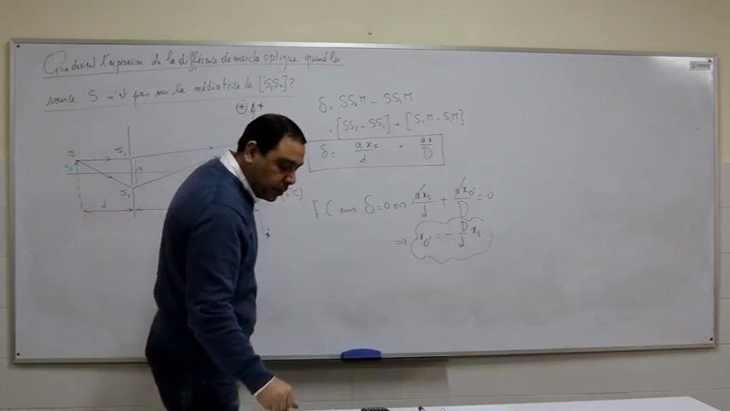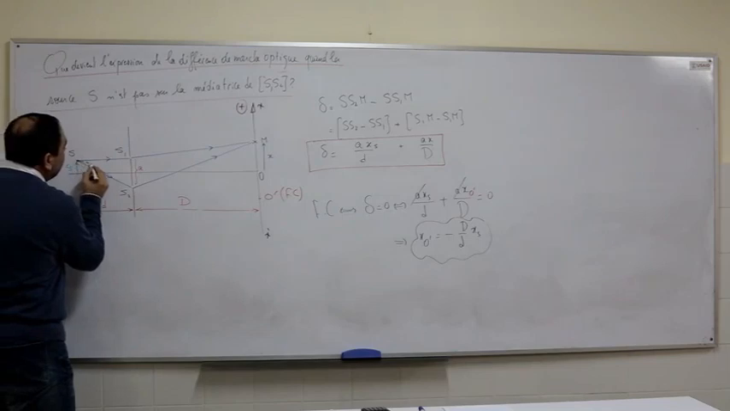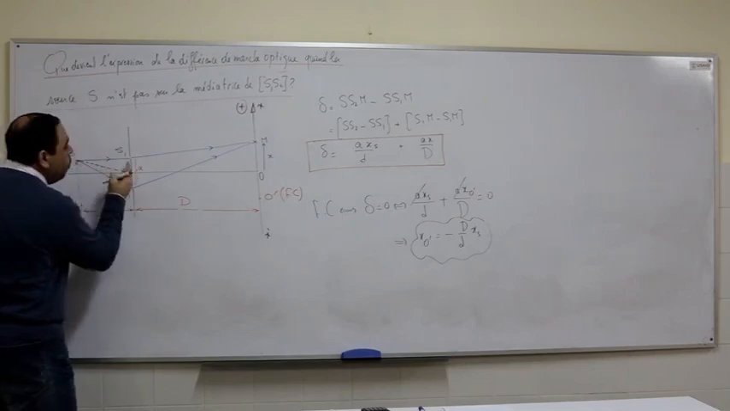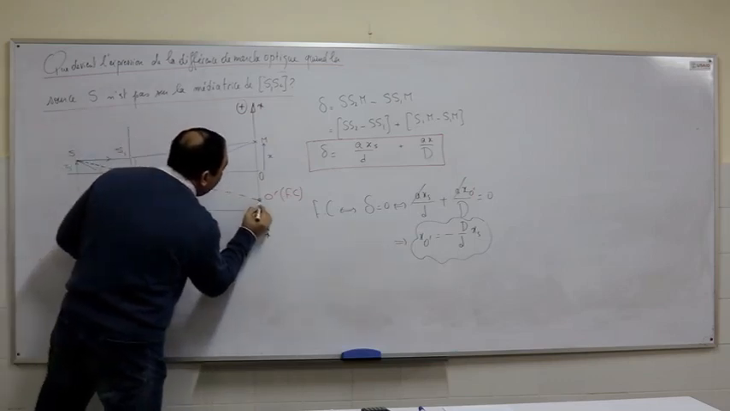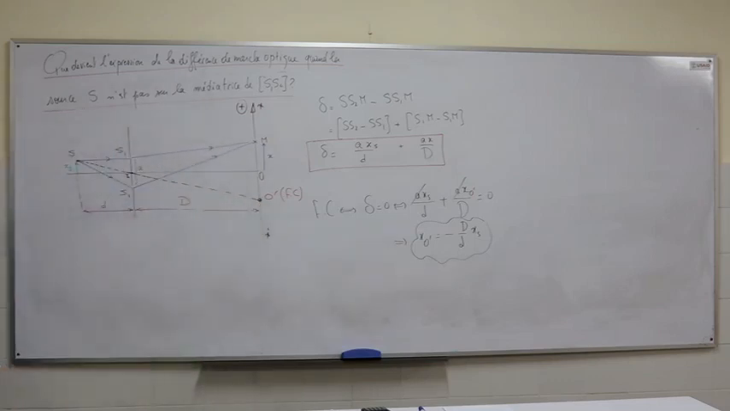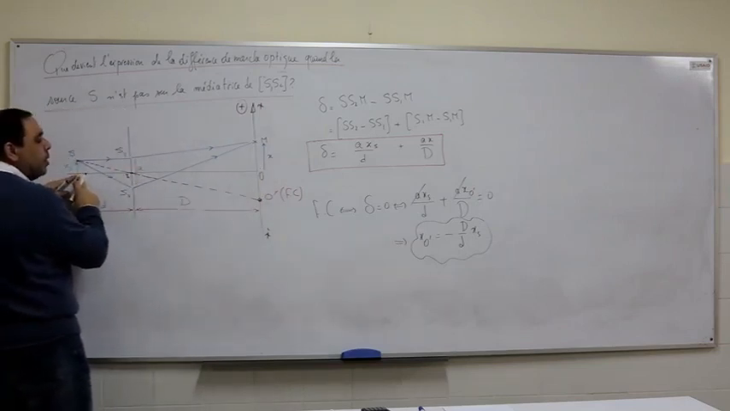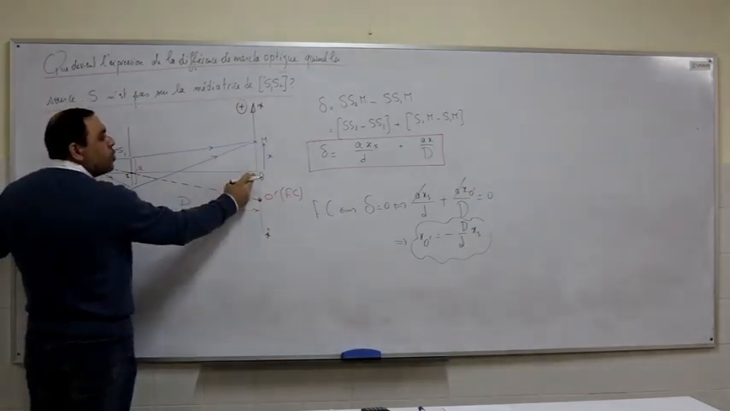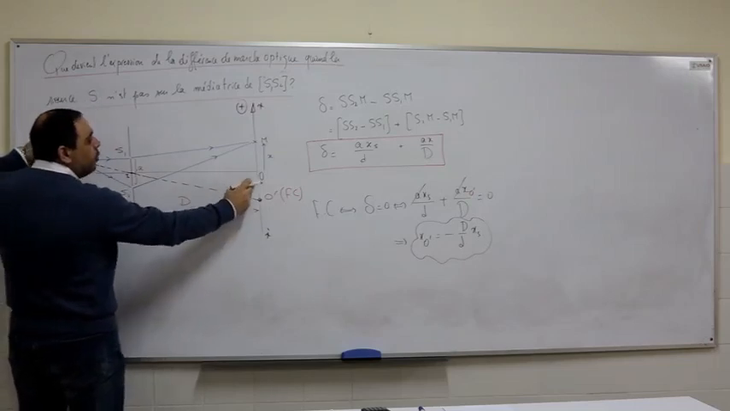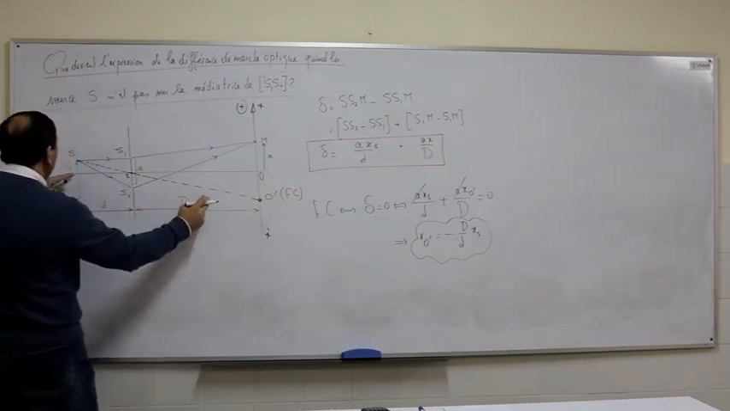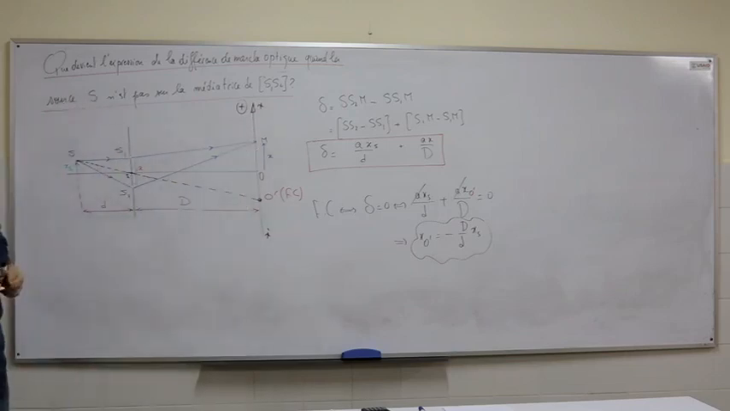We can also add something here. The points S, I, and O prime are always collinear. When S is on the perpendicular bisector of S1, S2, the central fringe is at O. When S is shifted upwards, the central fringe shifts downwards. When S is shifted downwards, the central fringe shifts upwards.